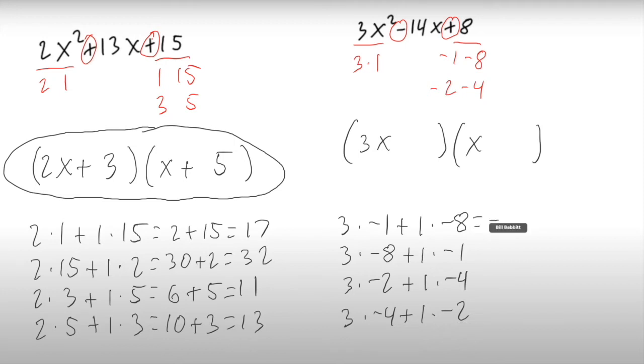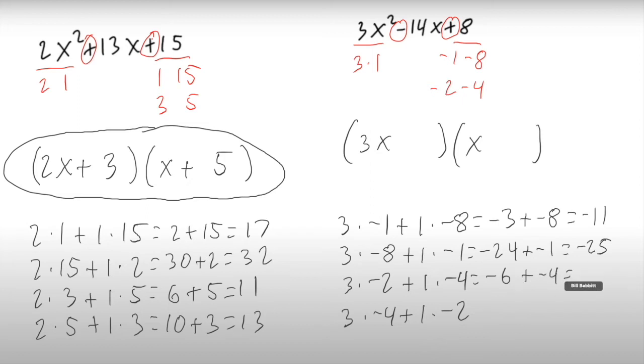3 times negative 1 is negative 3, plus 1 times negative 8 is negative 8, which will give us negative 11. Next one, we've got negative 24 plus negative 1, which will give us negative 25. In the next one, we've got negative 6 plus negative 4, which will give us negative 10. And in the last one, we've got negative 12 plus negative 2, which is negative 14.